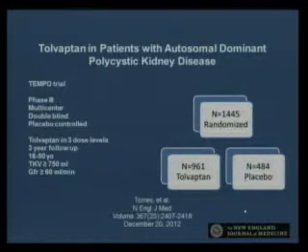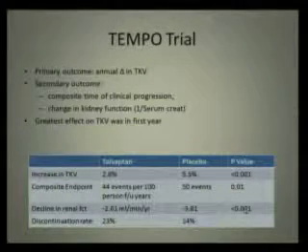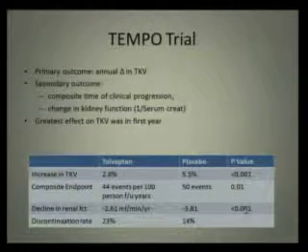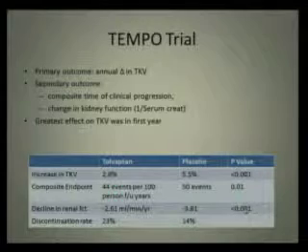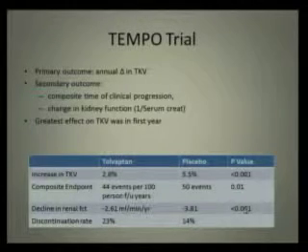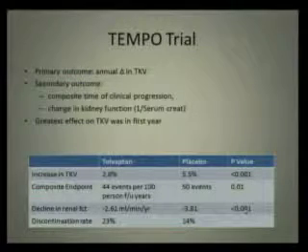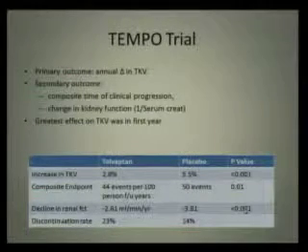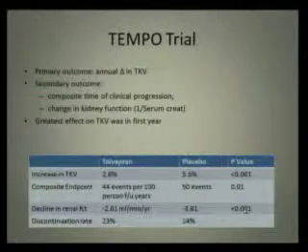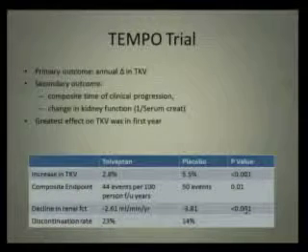So they had 1,445 patients with a 2-to-1 ratio. For every one who went to placebo, 2 would go to tolvaptan. So the primary outcome was annual change in total kidney volume. The secondary outcome was a composite time of clinical progression and change in kidney function measured by the reciprocal of serum creatinine. So the greatest effect on the total kidney volume was in 1 year.